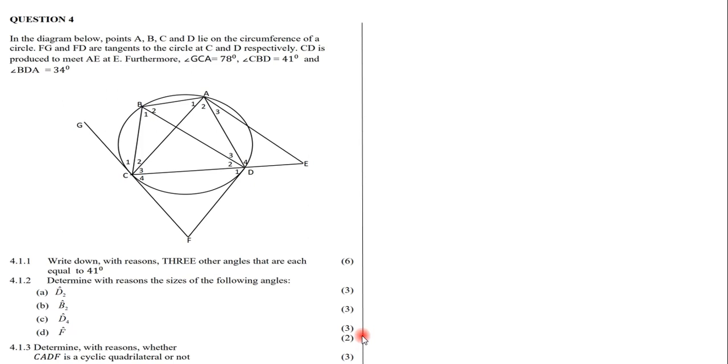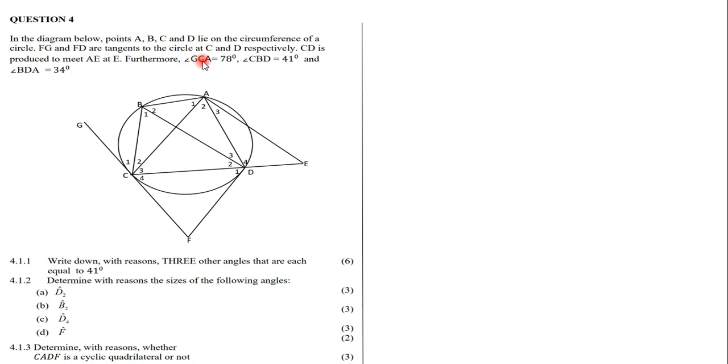Now, in our next question here, we are given the following question. So let's go ahead and look at what is happening here. In question 4, it says, in the diagram below, points A, B, C, and D lie on the circumference of a circle. FG and FD are tangents to the circle at C and D respectively. Now CD is produced to meet AE at E.